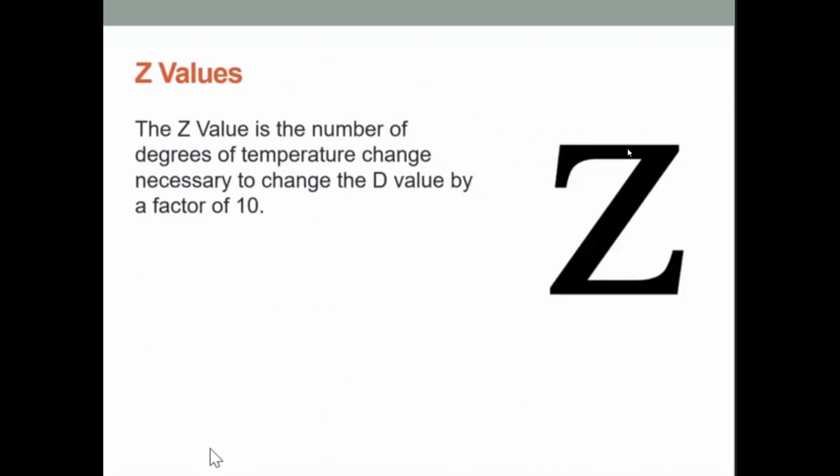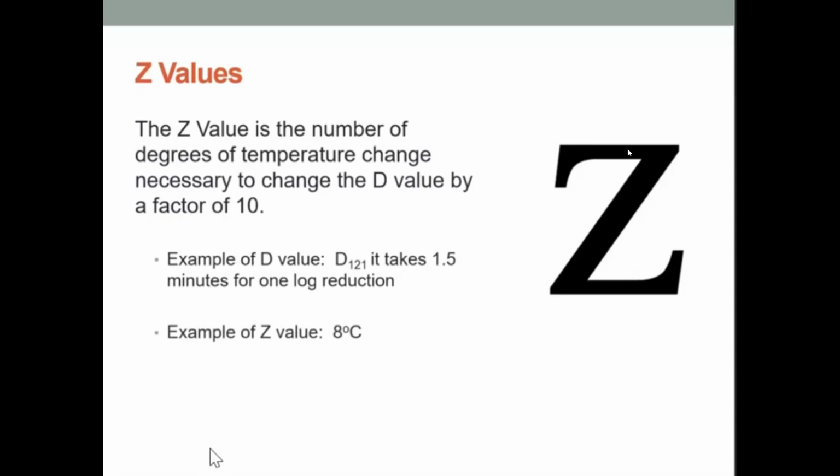Z values. The Z value is the number of degrees of temperature change that are necessary to change the D value by a factor of 10. An example of a D value: if you have a D of 121 and it takes 1.5 minutes for 1 log reduction, and your Z value is 8 degrees C, then 121 minus 8 gives you a D of 113. So a temperature of 113 will take 15 minutes, i.e. 1.5 from above multiplied by 10. So that's your factor of 10.